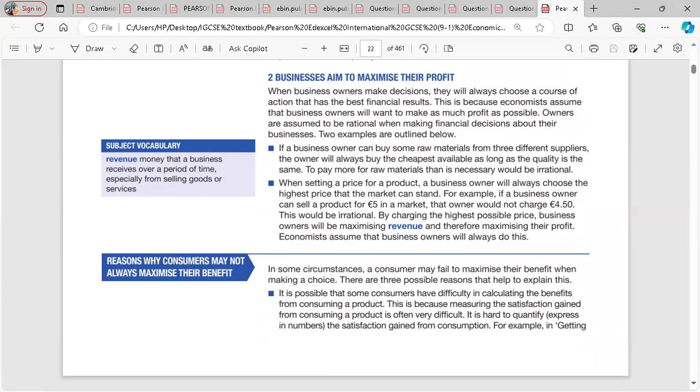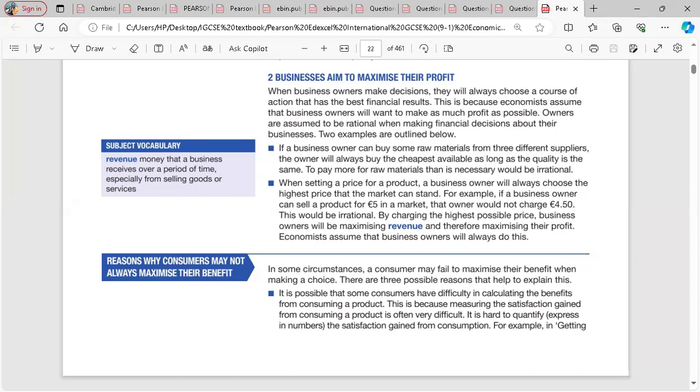So let's see the assumptions about businesses. One, if a business owner can buy some raw materials from 3 different suppliers, the owner will always buy the cheapest available as long as the quality is the same. To pay more for raw materials than is necessary would be irrational. So if producers are faced with choosing from 3 different suppliers, they will choose the cheapest if they have the same quality. That's the point there. You get it?